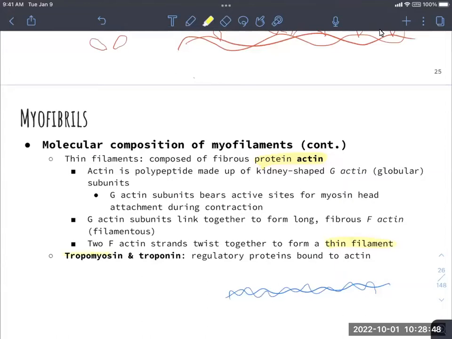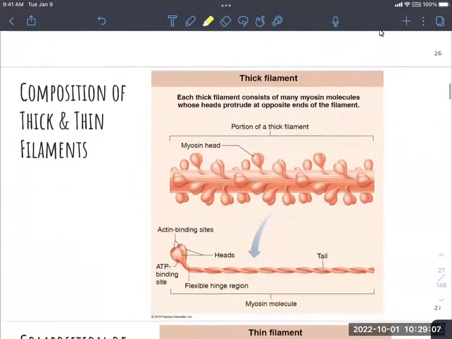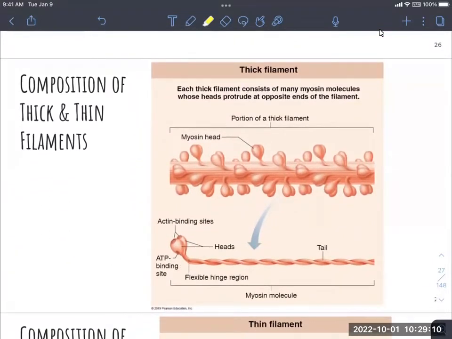We have tropomyosin and troponin. These are proteins that are bound to this actin filament, and they help regulate some of these muscle contractions. So here's a picture that shows much better than my drawings. You see the tail, these two tails, or if you thought of it like a golf club, the two handles that come together and wrap around each other, and then each one has its own head.